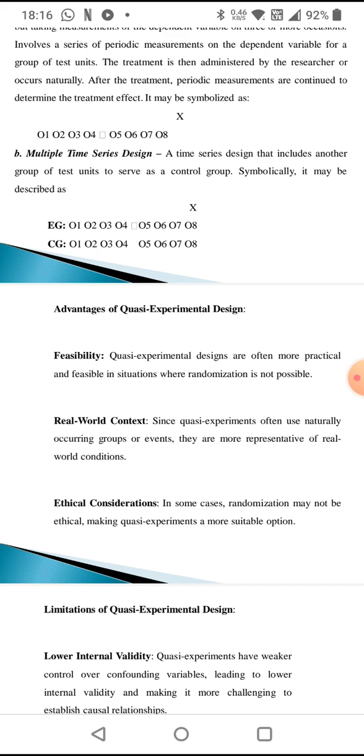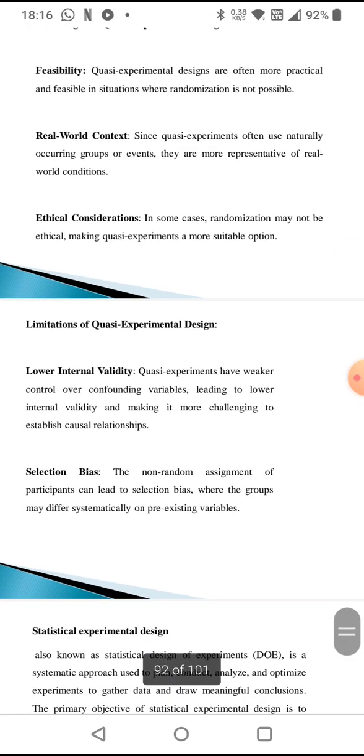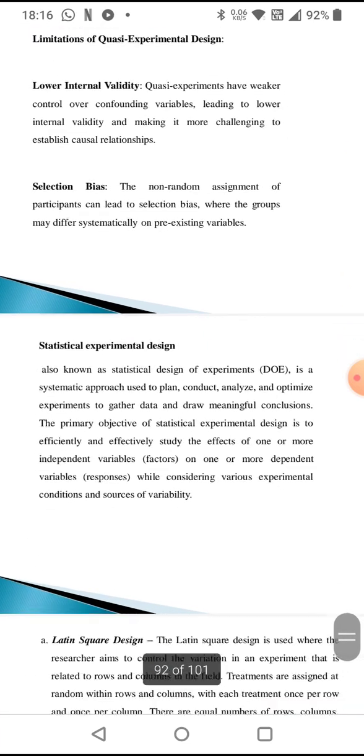And also you have limitations wherein there will be selection bias. Because you are not assigning randomly, there will be non-random assignment of participants, and it will lead to selection bias where they may differ systematically on pre-existing variables, and it also lowers internal validity. Quasi-experiments have weaker control over confounding variables, leading to lower internal validity and making it more challenging to establish causal relationships.